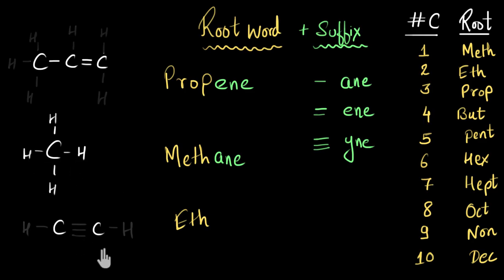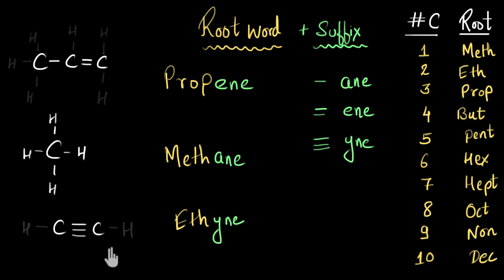Now let's look at this example. If I just focus on the bonds between carbon atoms, you see that there is a triple bond between them, right? So that means this molecule belongs to the alkyne family and they will have the suffix "ine." So to the root word, I will add the suffix "ine."